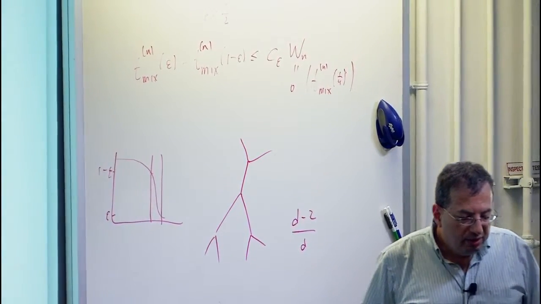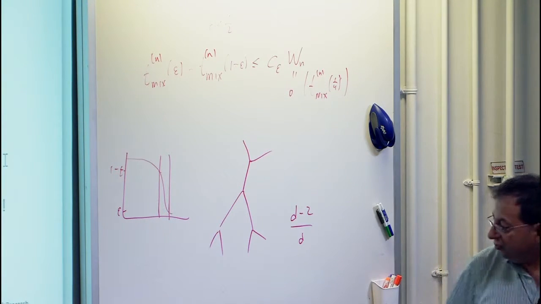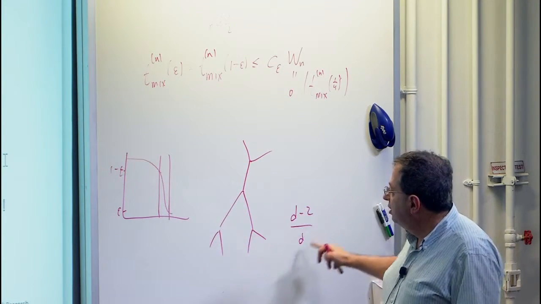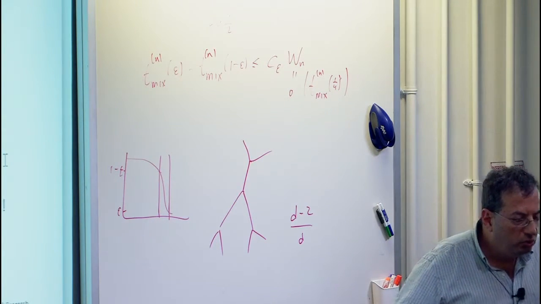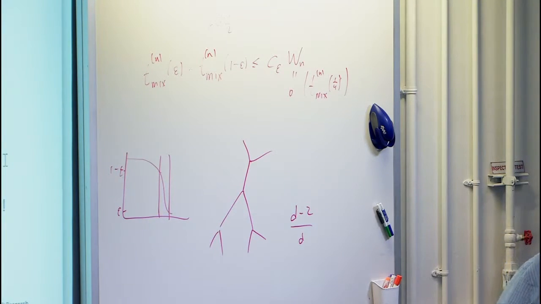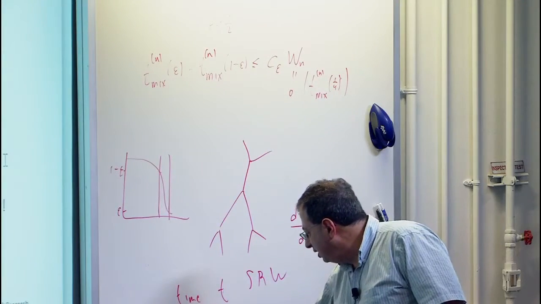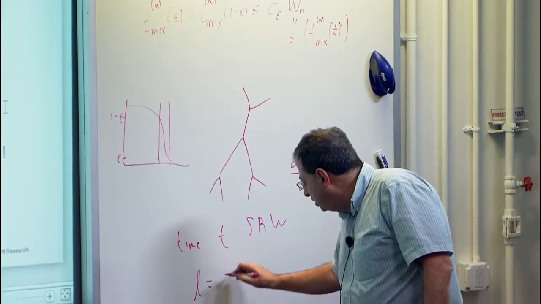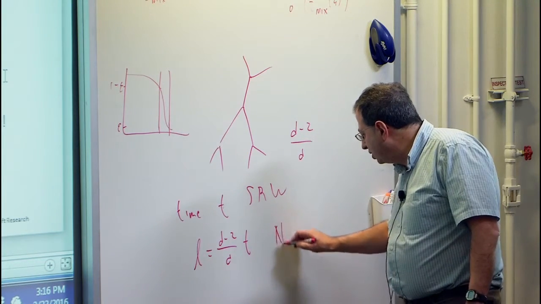But if I do a simple random walk for T steps, then I will still reach a random level of the tree, but this random level is going to be very concentrated near d minus 2 over d times the time. So if I run simple random walk for time t, this will be like running L, which is d minus 2 over d times t, steps of the non-backtracking random walk.